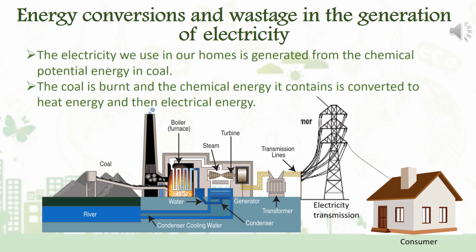Then we will discuss the energy conversions and wastage in the generation of electricity. The electricity we use in our homes is generated from the chemical potential energy in coal. The coal is burned and the chemical energy is converted to heat energy and then electrical energy. You can see this diagram. It is the scheme of electricity generation from coal.